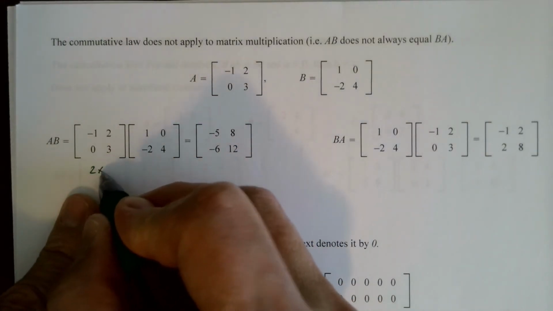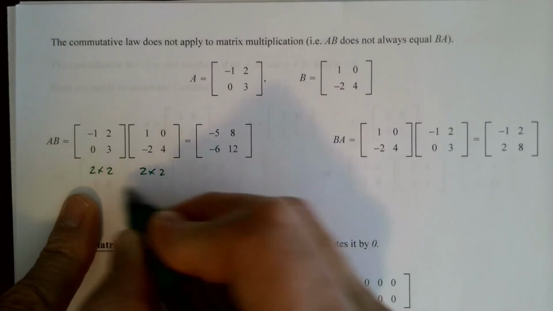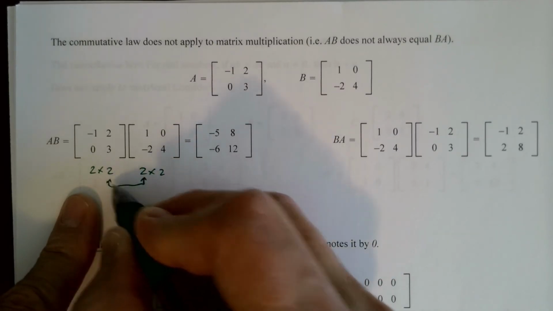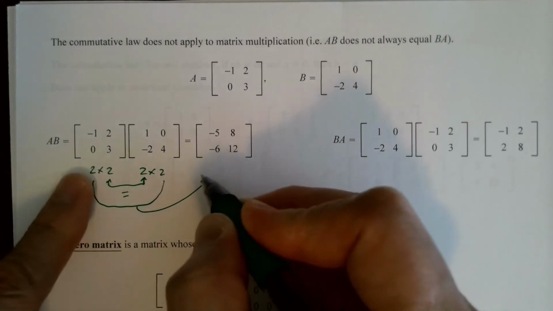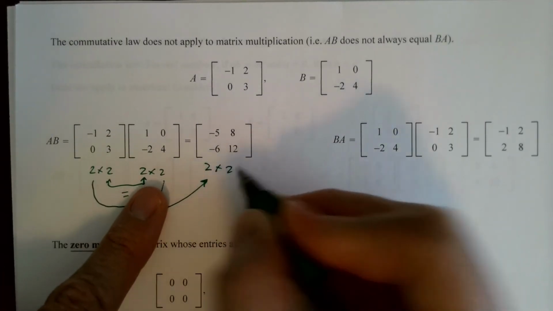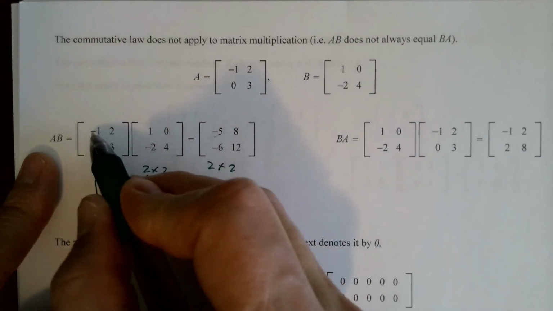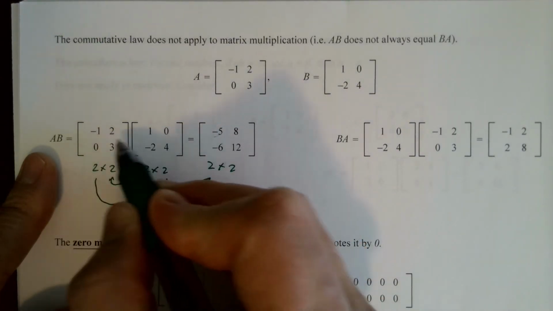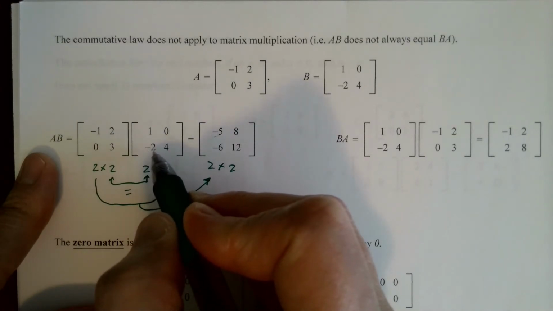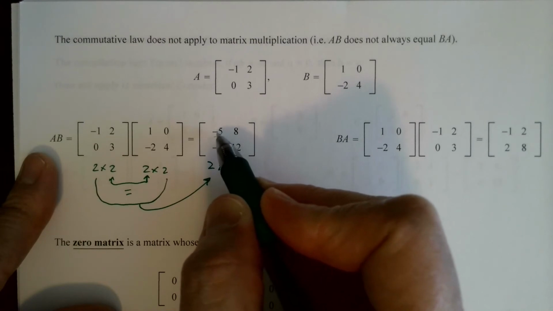And so remember how that works. If you're multiplying, these numbers have to match, right? They're equal, and then these numbers give us the resulting size 2 by 2, right? And the first entry is what? The first row dotted with the first column. So -1 times 1, 2 times -2. That's -1 plus a -4, which adds to -5.